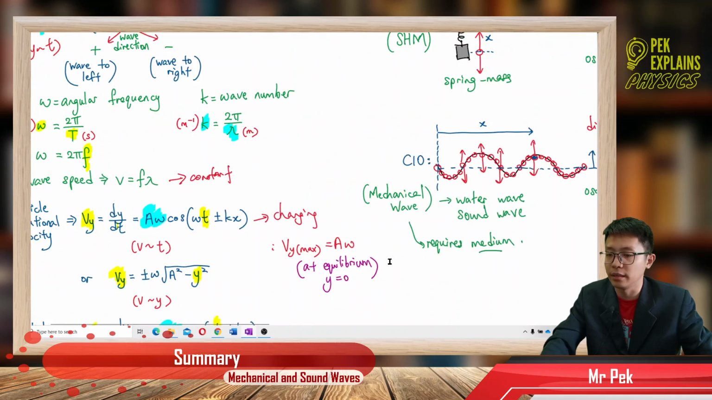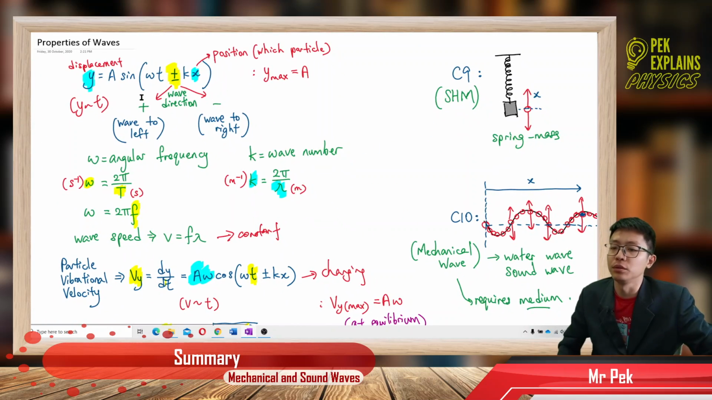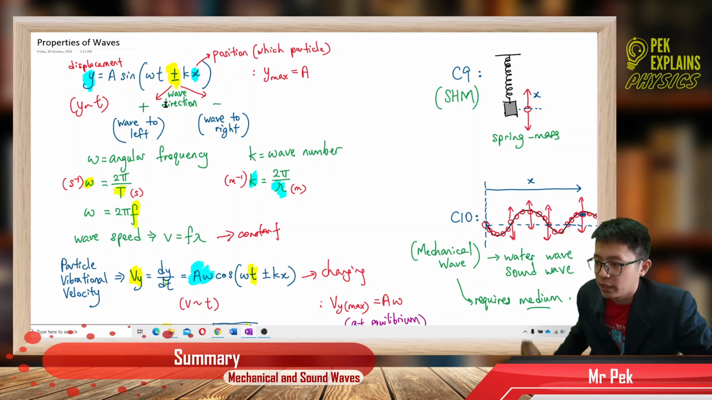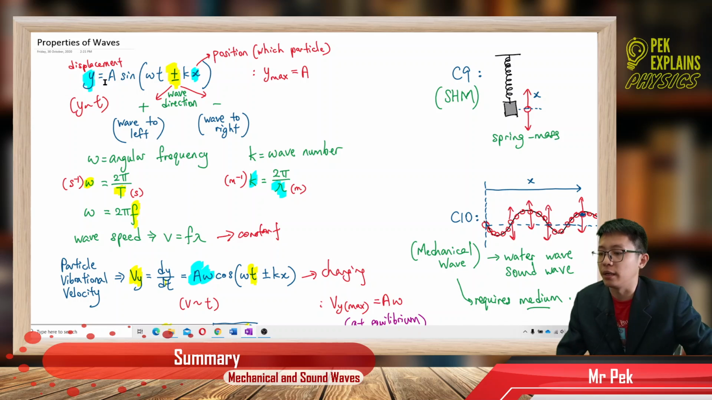Next, now I want to go into detail about this equation. As I mentioned just now, the y shows the displacement, but the x shows the position of which particle. Then the A in front here shows the maximum displacement, called the amplitude. Okay, amplitude.